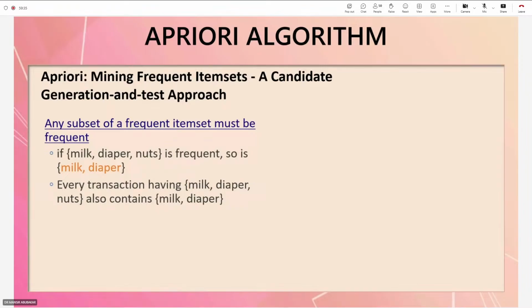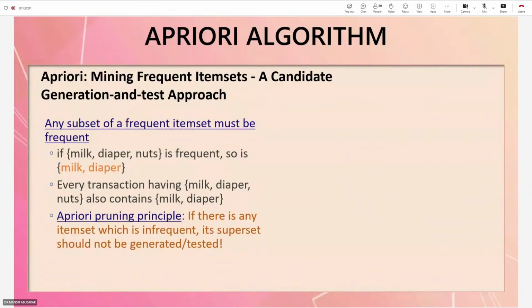In doing the mining. So any subset of a frequent item set must be what? Frequent. So if milk and bread and nuts is frequent, so also is milk and bread. And every transaction having milk, bread, and nuts also contains milk and bread, as we can see in the previous example. So we'll see the example of how the Apriori algorithm is being applied.